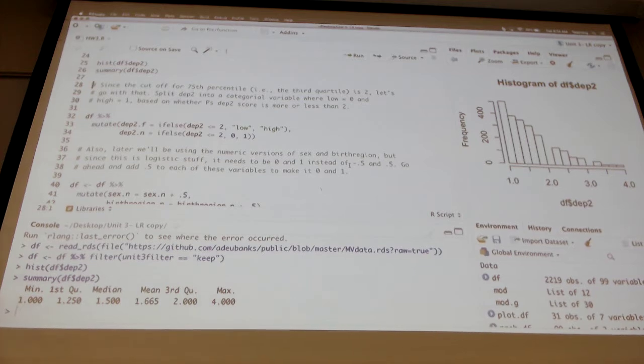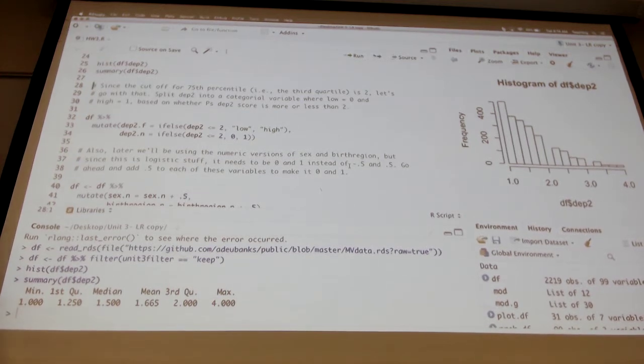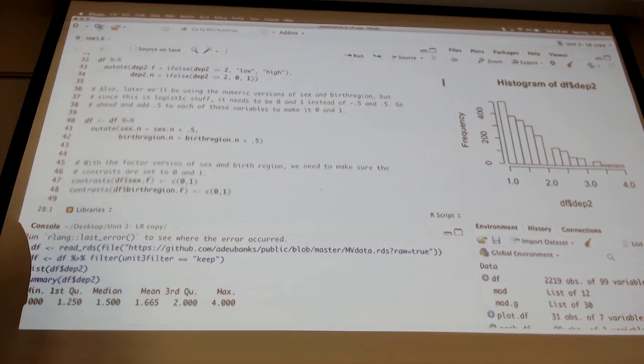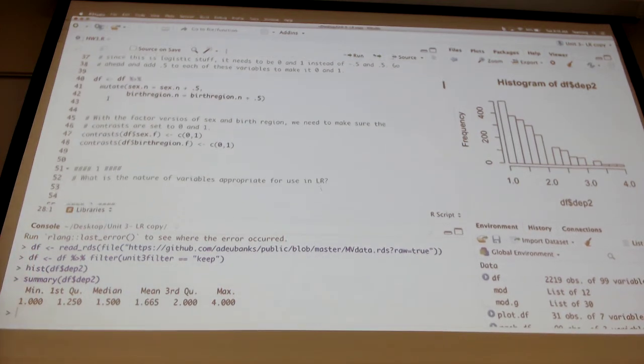I'm going to just take a quick pause because we're moving into the homework assignment, and I want to give a little bit of a broad overview of what we are doing for our logistic regression. Okay.